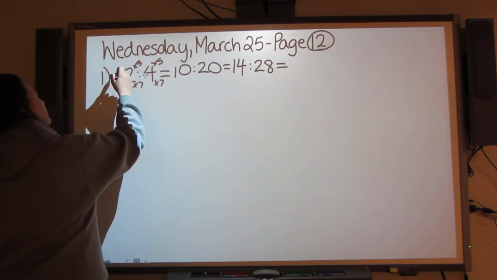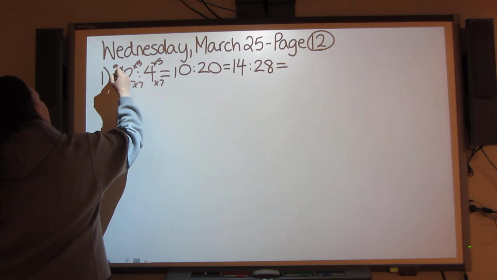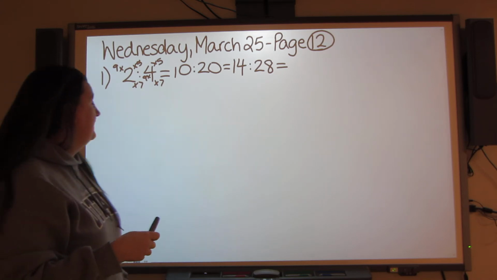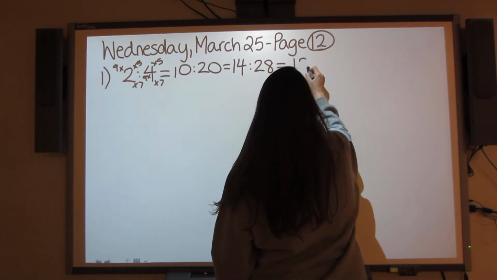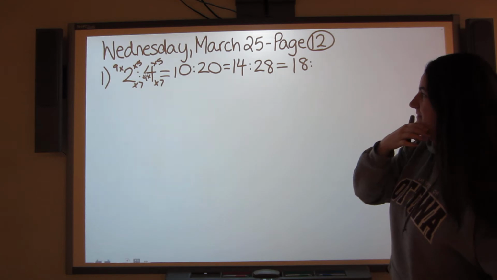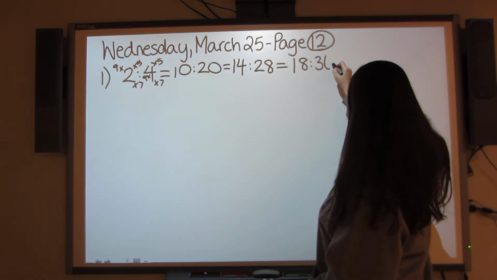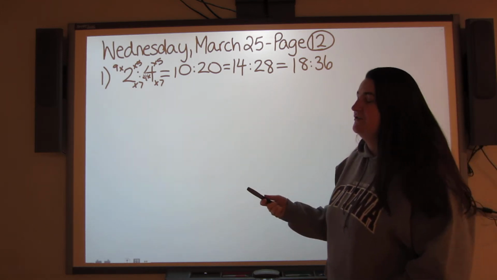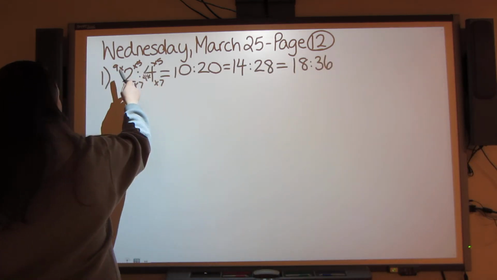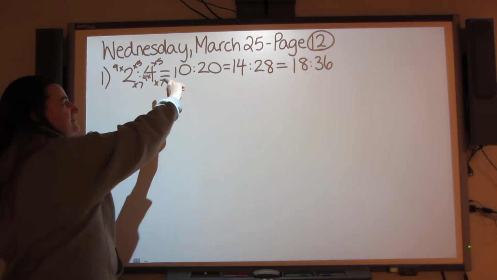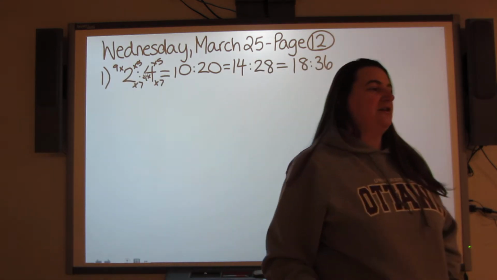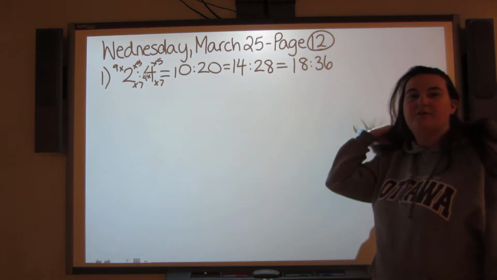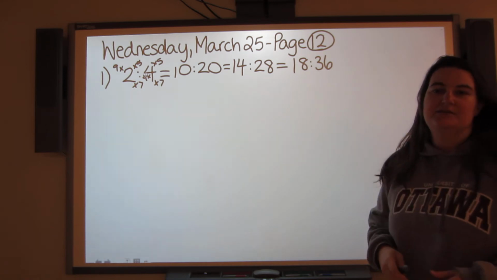So this time I'm going to pick 9. So 2 times 9 and then 4 times 9. 2 times 9 is 18. And then 4 times 9 is 36. So there are all of my equivalent ratios for my circles and squares. This is how many circles and squares there actually are, and these are the ones that are equivalent to that ratio because I picked a random number and multiplied the ratio by that number to get my equivalent ratios.